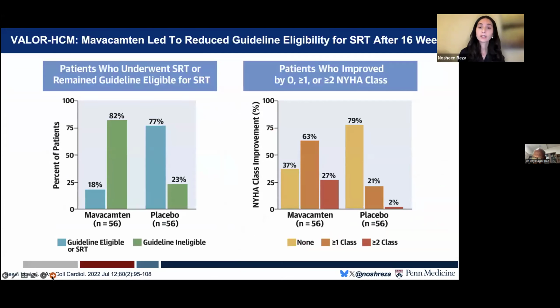Now, the next study after the EXPLORER trial was the VALOR-HCM study. Again, a study of mavacamten, and particularly this study was looking at guideline eligibility for septal reduction therapy. Essentially, what this shorter trial showed is that with treatment with mavacamten, fewer patients remained eligible for septal reduction therapy. And that is shown there in the graph on the left. And on the right, you can see the improvements in patients in NYHA class by either 0, greater than 1, greater than 2 NYHA classes. Again, significant improvements in clinician-assigned NYHA class over placebo.